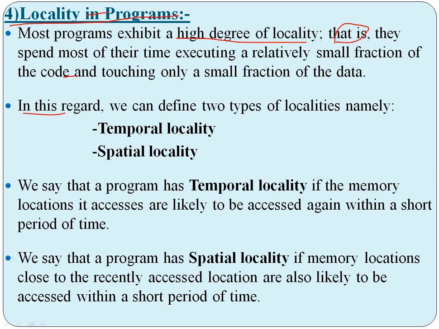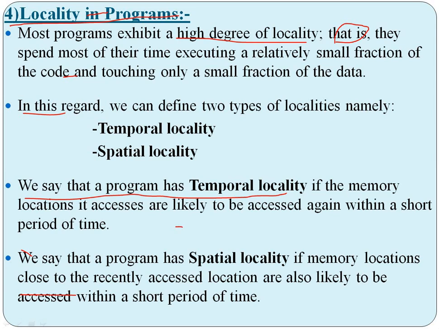What is temporal locality? We say that a program has temporal locality if the memory locations it accesses are likely to be accessed again within a short period of time. So a program has temporal locality if the memory locations that the program accesses are likely to be accessed again and again, frequently or within a short period of time.